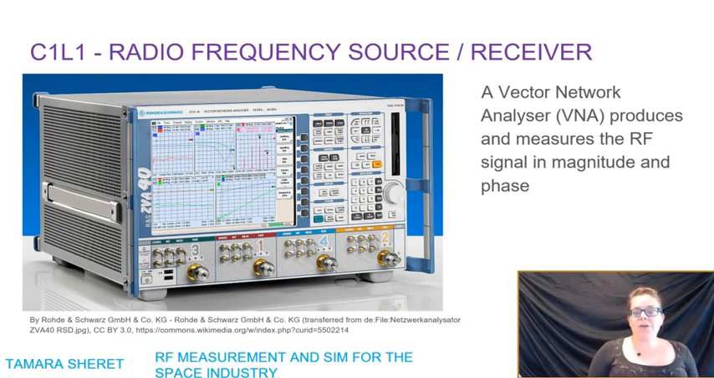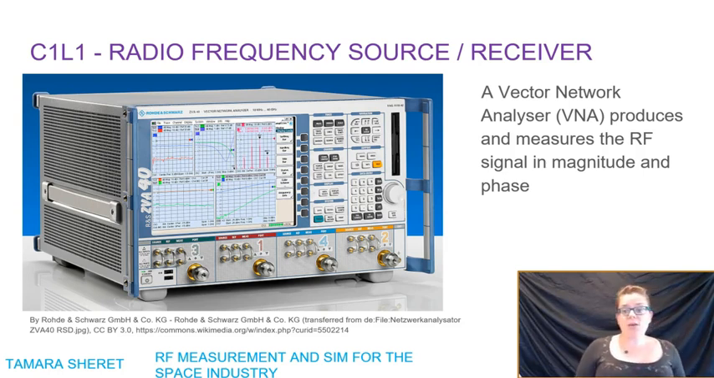So, radio frequency source and receiver. Normally these days you use something called a vector network analyzer or a VNA. This actually produces and measures the RF signal, and it measures it both in magnitude and in phase. These machines work over a massive range of frequencies from megahertz to gigahertz. You can have multiple ports available, so you can measure more than one source at a time.